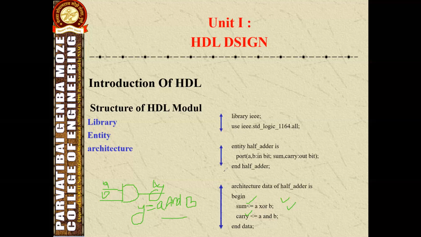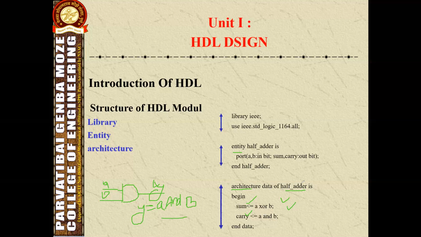The entity illustrated has two input ports of type bit and two output ports of type bit. The architecture is declared by the predefined word. Here, architecture is a predefined word, and we have to declare it like this only. As with entity, architecture is also a predefined word, followed by a user-selected name, that is, half adder.